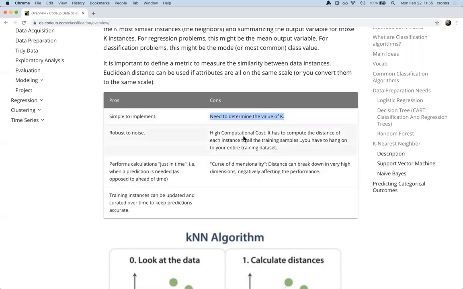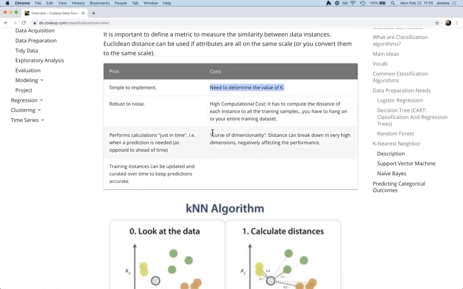There is some computational cost, as with everything. And we're introducing this term, I don't know if we've mentioned it before, the curse of dimensionality. The distance can break down in very high dimensions. So if we have 2 columns in our data set, like size and color, that's a low dimensionality, right? But if we had 1,000 columns describing a data point, that's very high dimensionality, right? Or 100 columns of features, and that negatively impacts our performance.